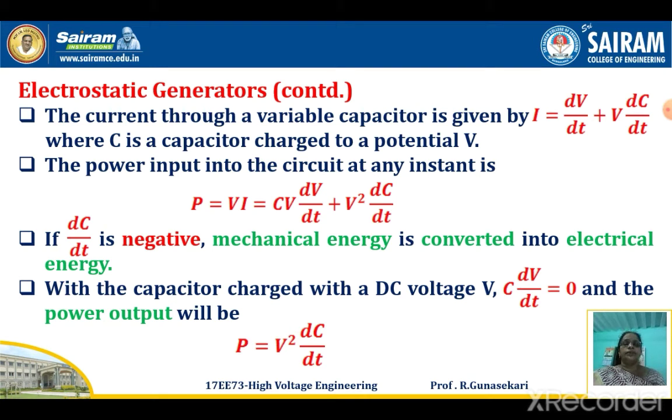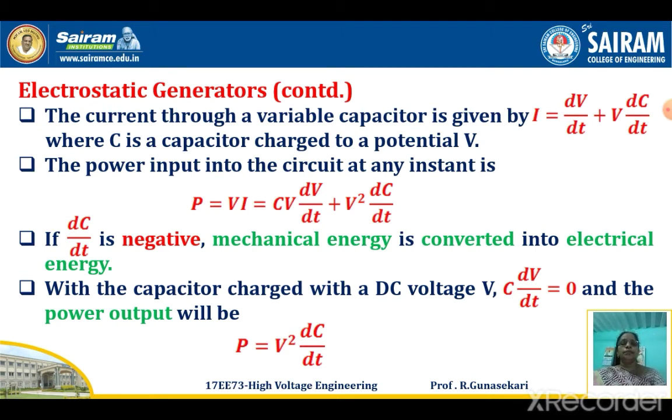In the electrostatic generator, the current through the variable capacitor is I equal to C dV by dt plus V into dC by dt, where C is the capacitor charged to a potential V. The power input to the circuit at any instant is P equal to V I. Substituting the formula for I in the power formula, P is equal to C V dV by dt plus V squared dC by dt.